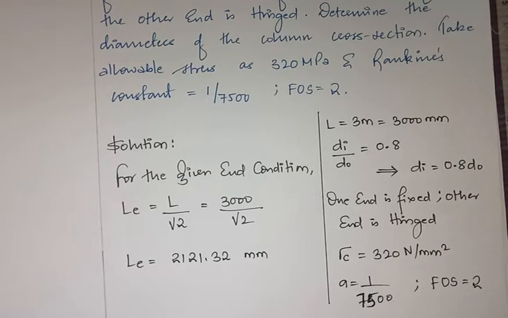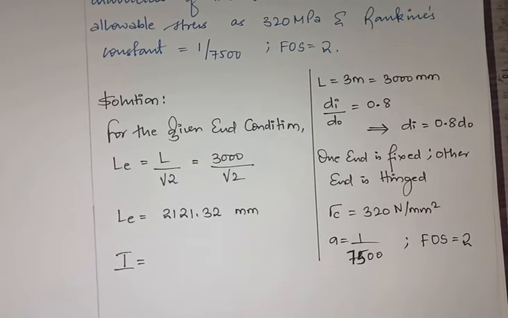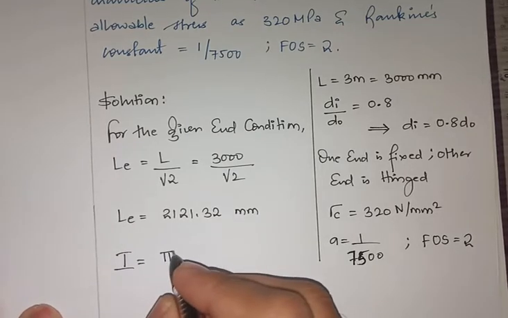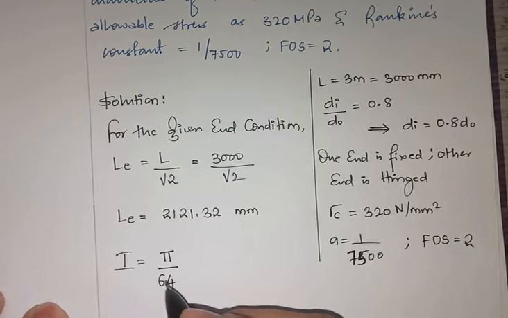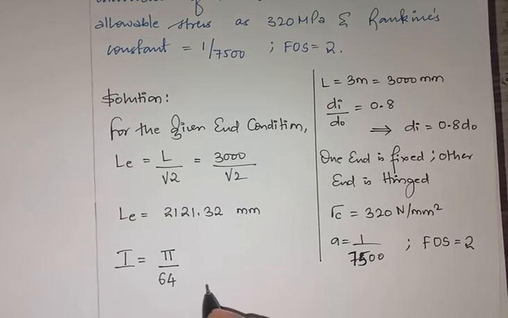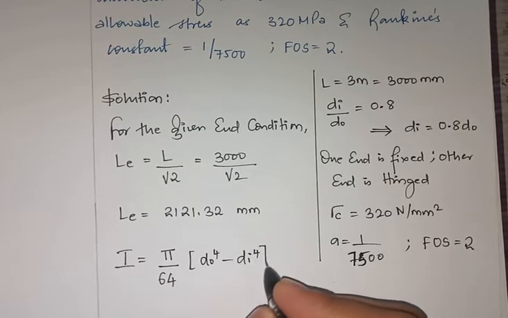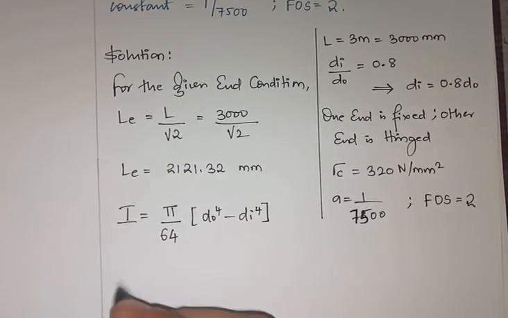Then I calculate the moment of inertia. It is a hollow column. So for a hollow column, how do you calculate? It is pi divided by 64 times d naught raised to 4 minus di raised to 4. Right, so that is the value of I.